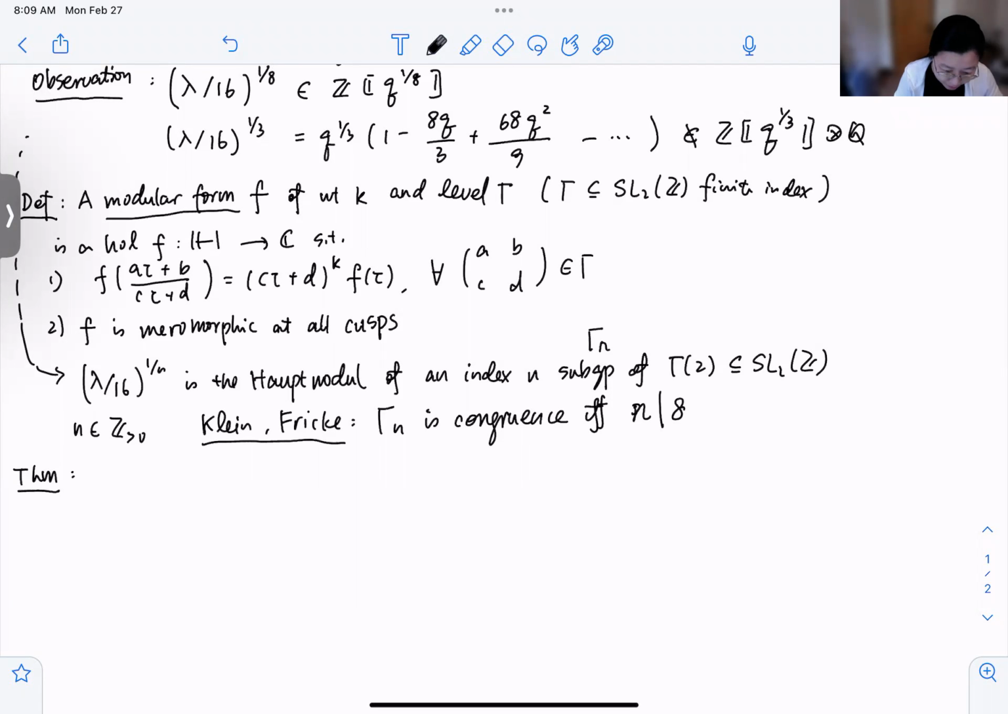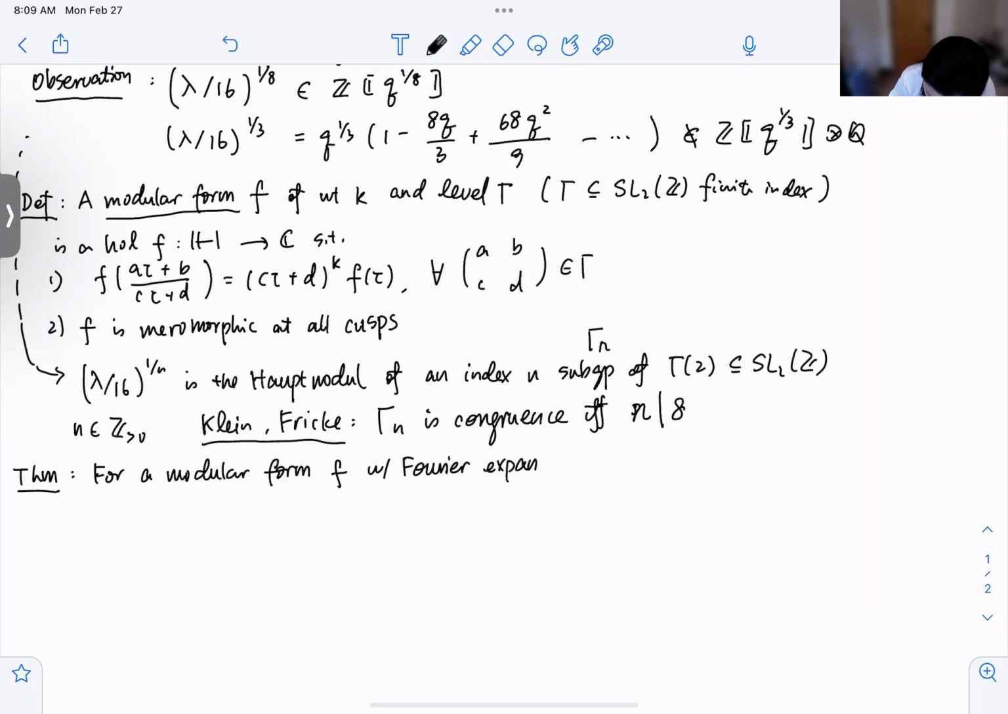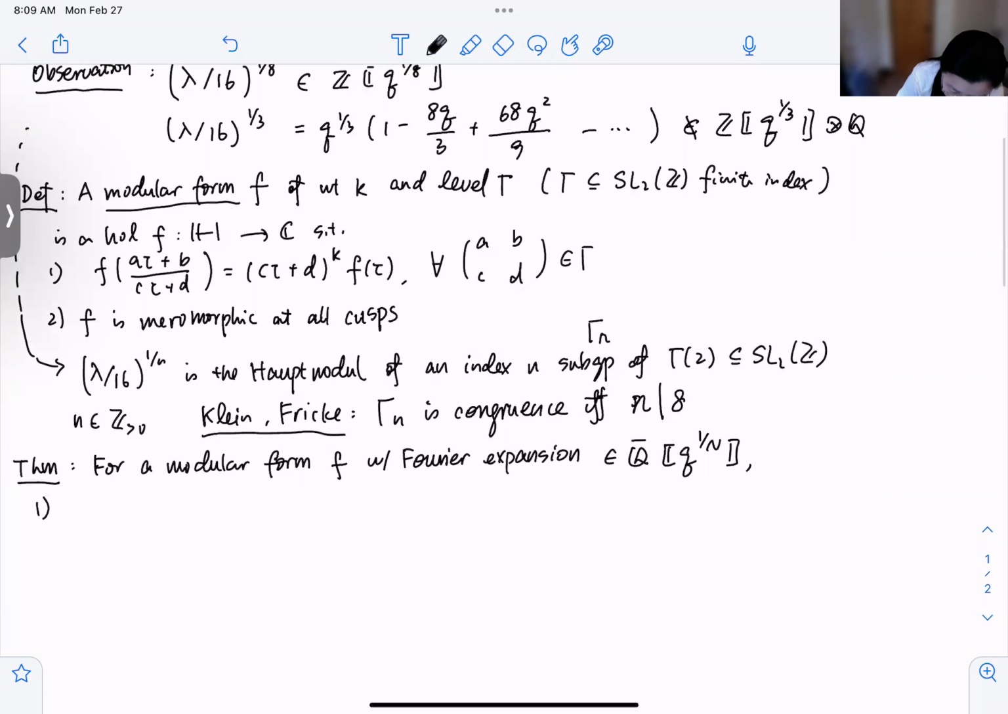So let me give a precise statement. We say that for a modular form f with Fourier expansion in Q-bar, powers of q to the 1 over n. This is for simplicity. Let me just finish the statement of the theorem and then talk a little bit about the assumption.